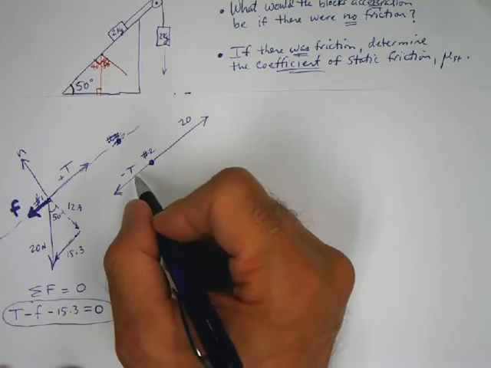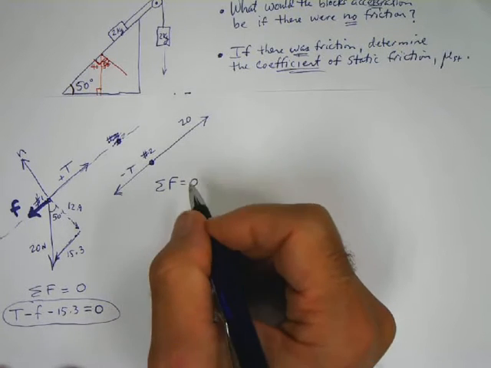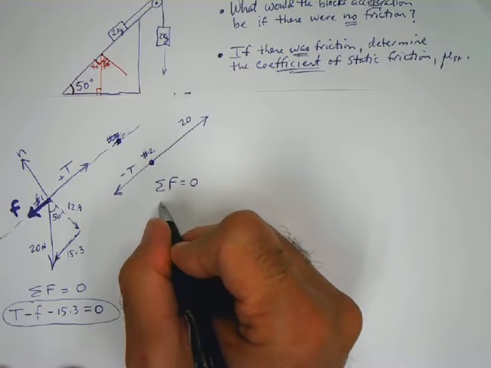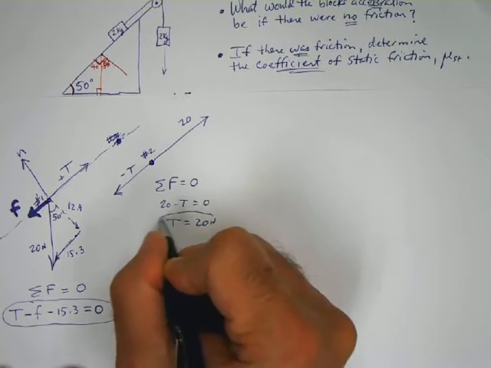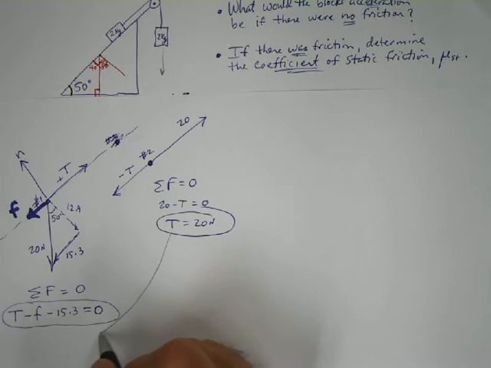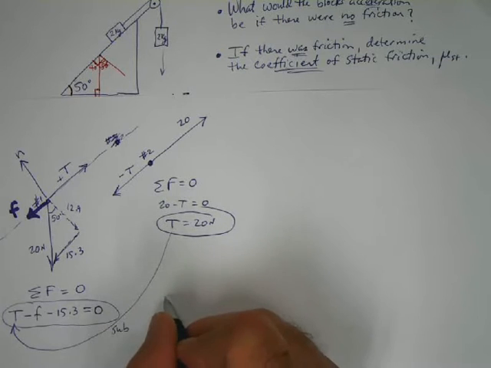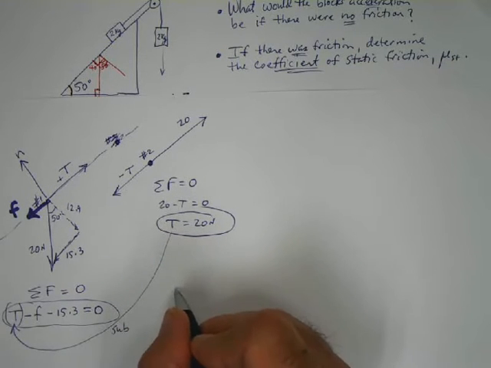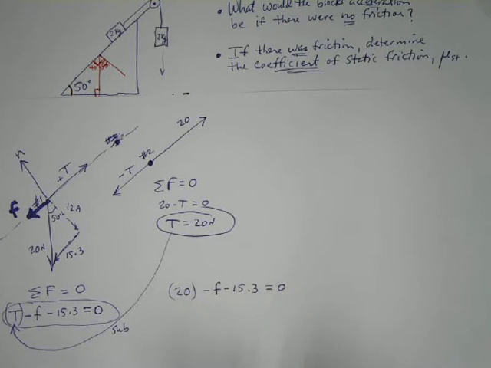Now for this one here, we have 20 and a negative T. So remember, the sum of the forces has to be equal to 0 there. So that would be 20 minus T equals 0, or in other words, T equals 20 newtons. That's good. We can substitute that in right here. Substituting in, we get T is 20, so I'll put that in there, minus F, minus 15.3 equals 0.